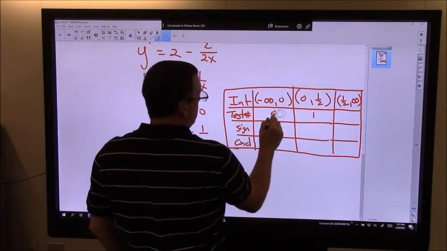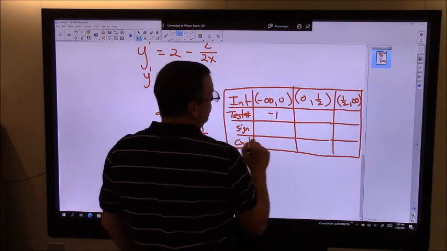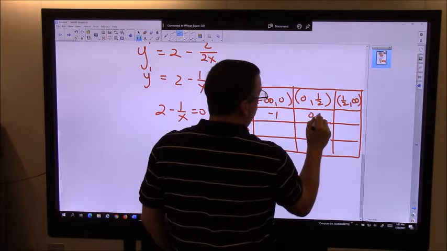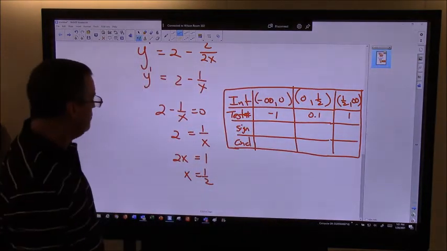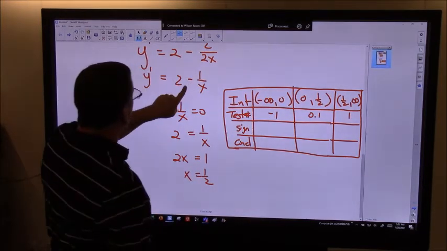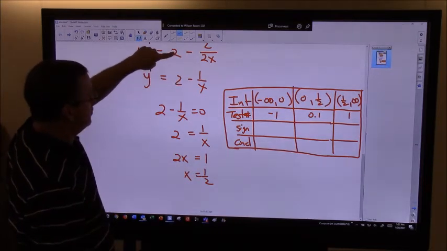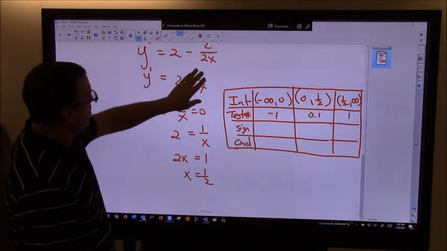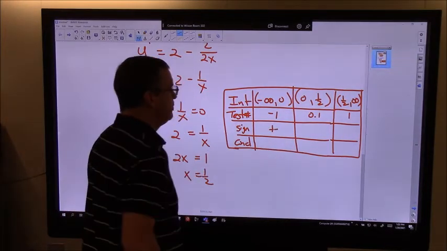Alright, so I got to change my test numbers. Here I'm going to test -1. Here I'll test 0.1. And here I'll test 1. Alright, so now if I plug this back into the first derivative, right, this is an equivalent version to this right here. If I put a -1 in, -1 divided by -1 is a positive 1. 2 plus 1, that's 3, so I got a positive result.